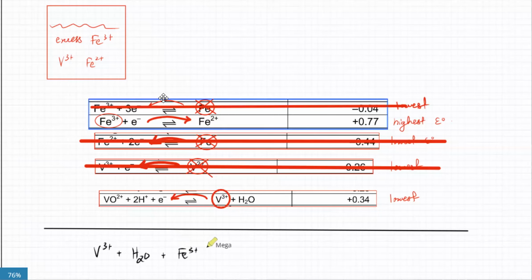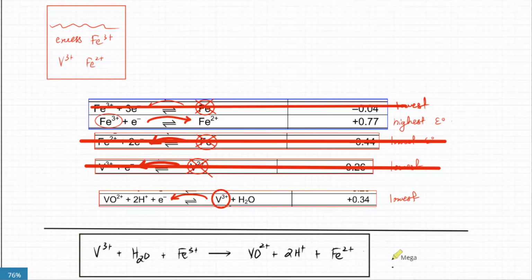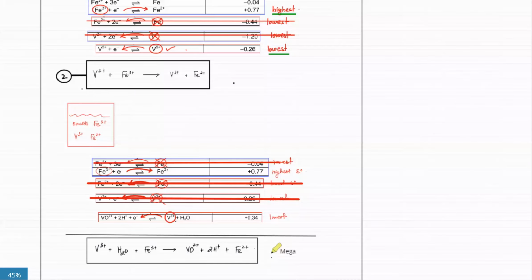So over here, the reactant is Fe3+, and the products. Now the product, in the bottom equation, is VO2+. And in the Fe equation, the product is Fe2+, and that's your third reaction. So we've had three reactions now.